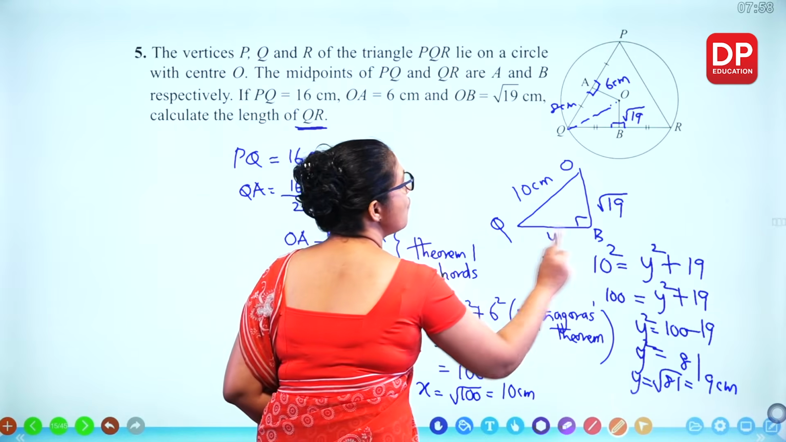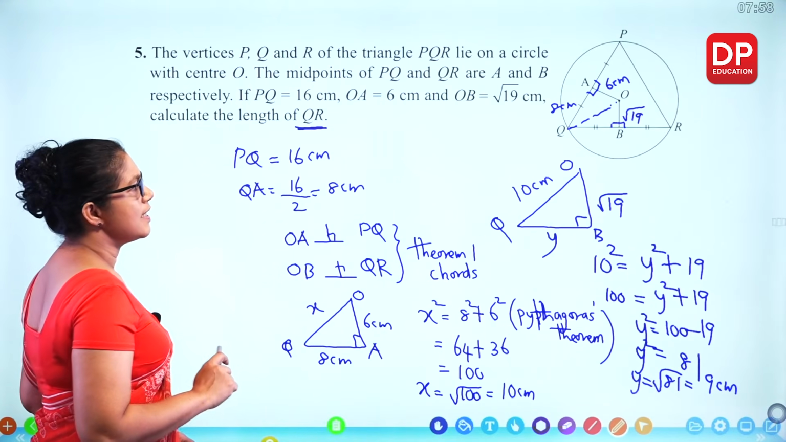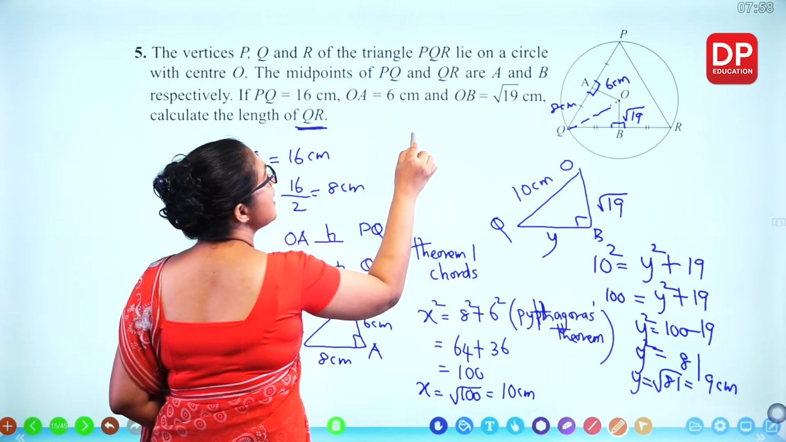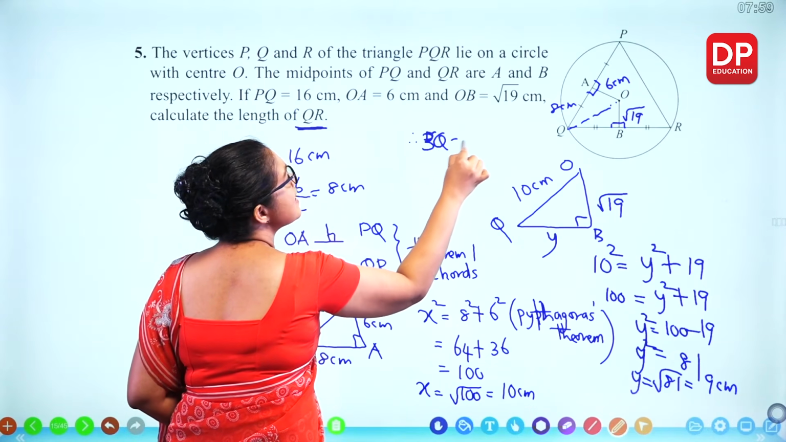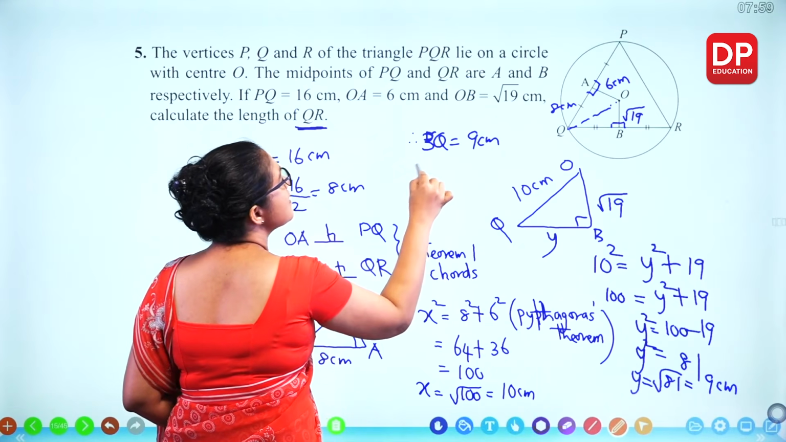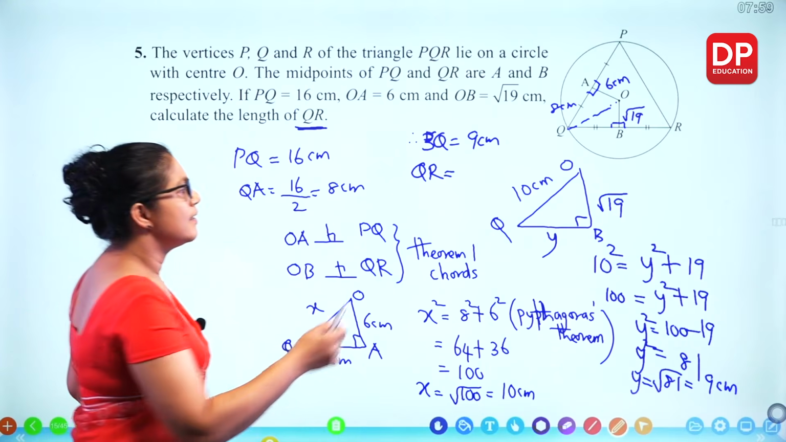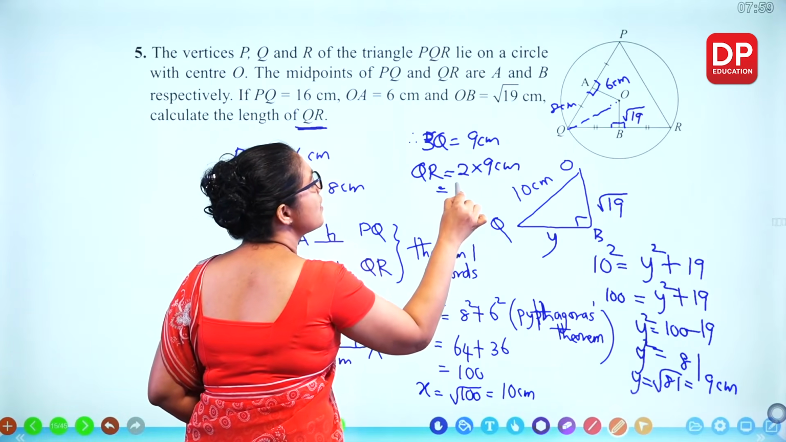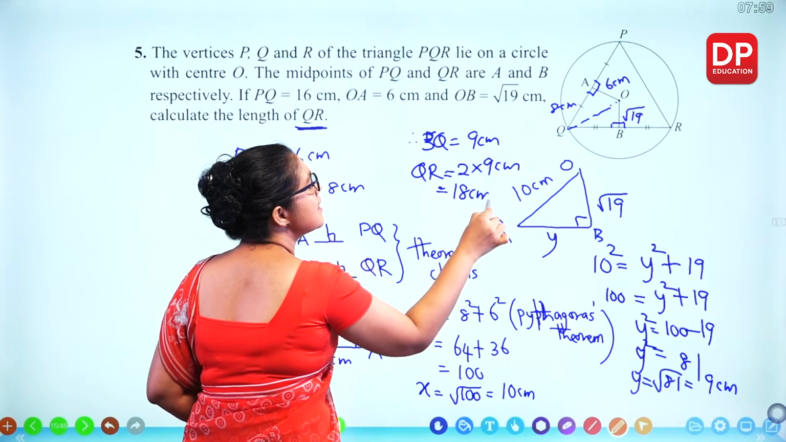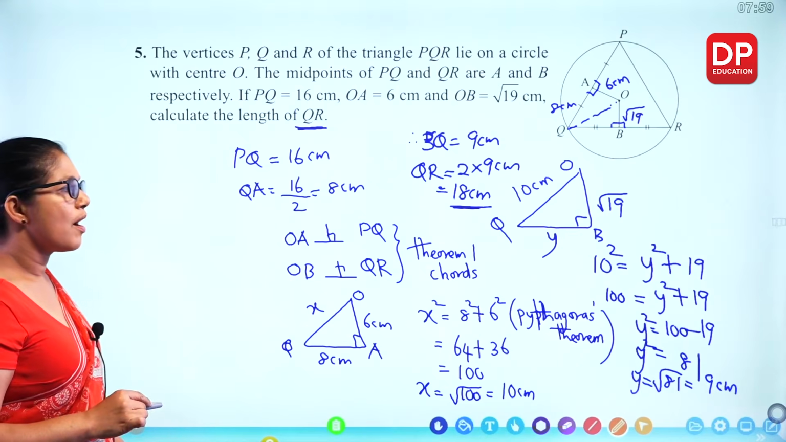So here we found that BQ length is 9 centimeters. So if BQ is 9 centimeters, what is the QR length? Double of that. So 2 times 9 centimeters, so you get 18 centimeters for the length of QR.